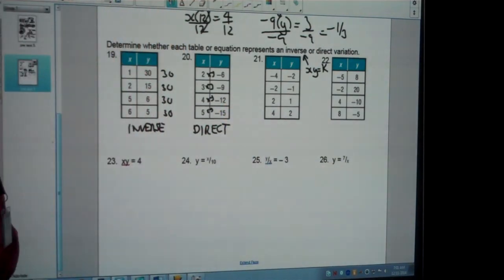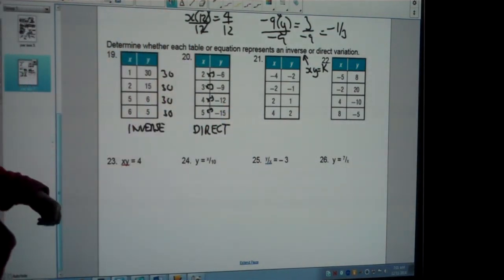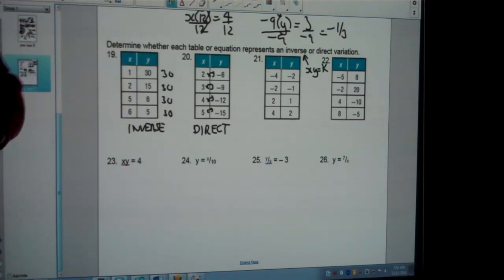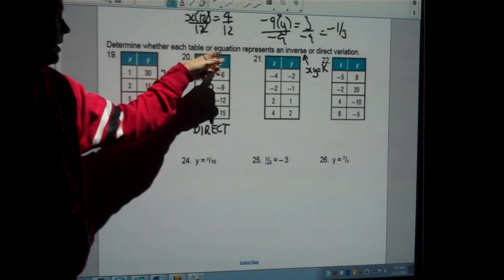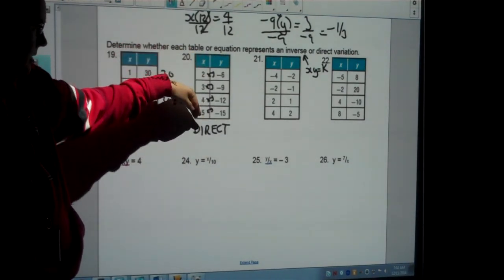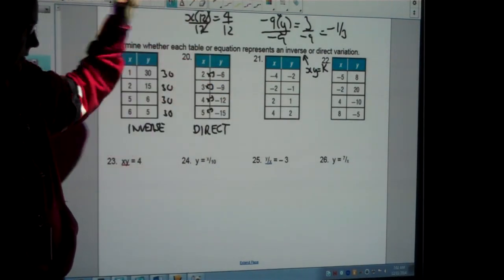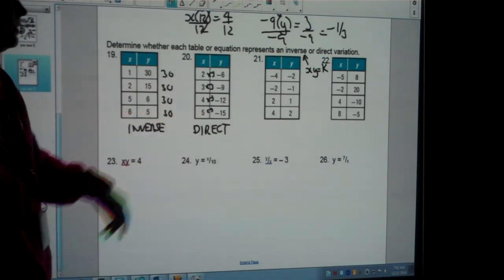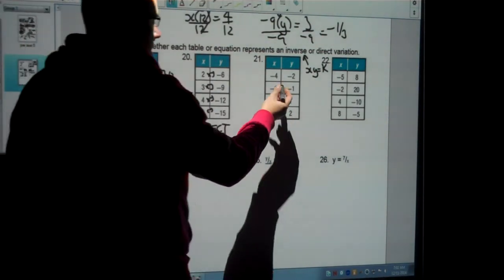The other connection you can check for these as well, for inverse, as one variable increases in value, you can see that the other value decreases in value. And for this one here, as x increases, notice that the y values are also increasing as well, 6, the 9, the 12 and the 15. So that's another clue this was a direct question.